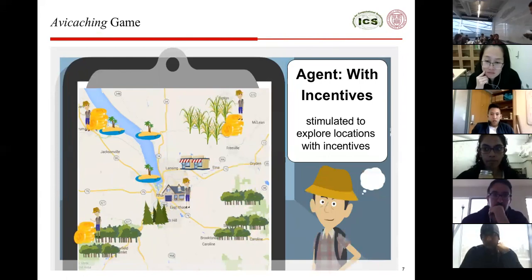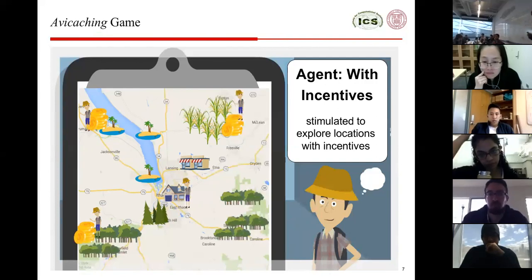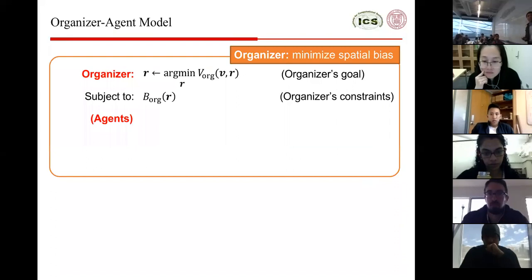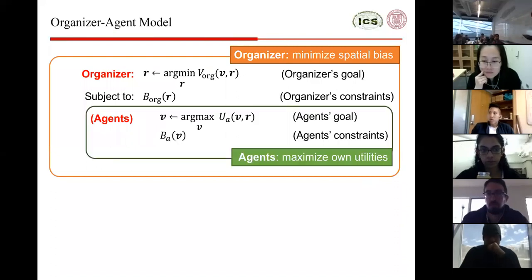And then the eBird agent, the bird watcher, comes again. The bird watcher would balance between his intrinsic utility of going to his favorite locations and these additional rewards, and he will shift some of his effort to these remote and undersampled locations. So at a high level, this becomes a game between the organizer and the agents. The organizer corresponds to the organizer at the Lab of Ornithology, and the agents are those eBird bird watchers who would like to go on their weekend trips to see the birds. And both the organizer and the agents have their utility functions, and they are subject to their own constraints.